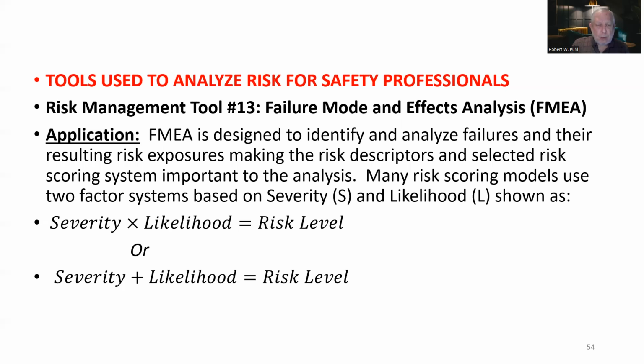Many risk scoring models use two-factor systems based on severity and likelihood shown as severity times likelihood equal risk level. That's the most common one, and that's on that basic 5x5 that we use. And I personally like that. You could do severity plus likelihood. Remember now, way back in the beginning of this whole process, we call establishing the context. This is one of the things you would establish. What are you going to use? What type of tool here are you going to use? Type of risk matrix you're going to use.